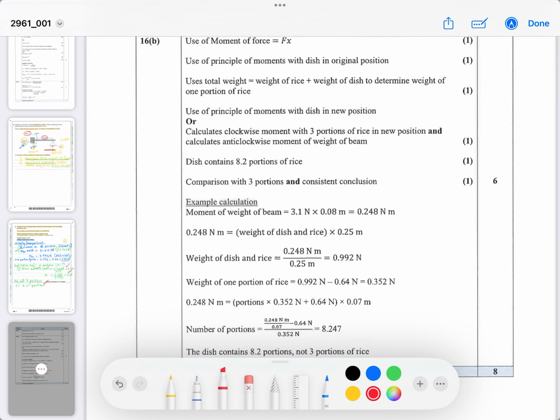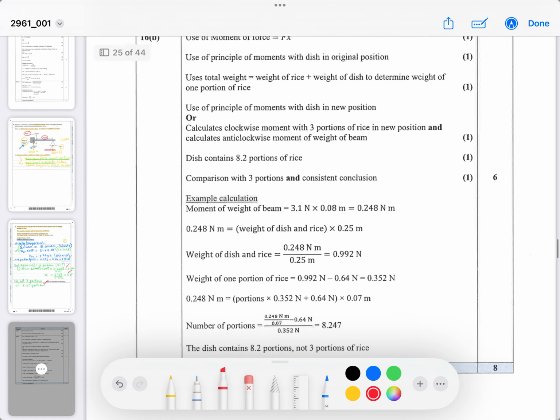Okay, I think you can see it all. I'll let you pause should you need to.